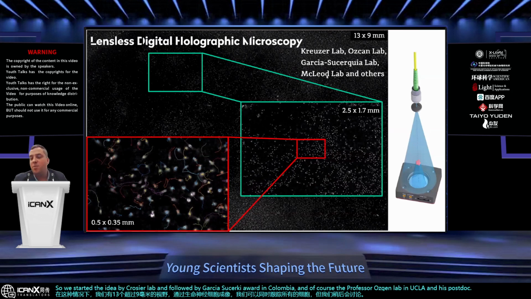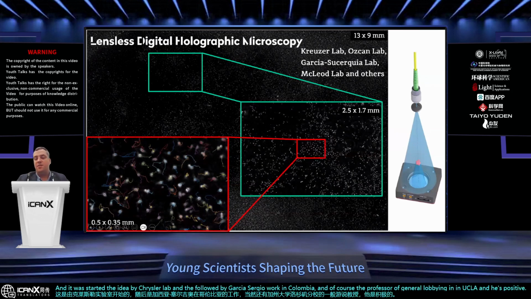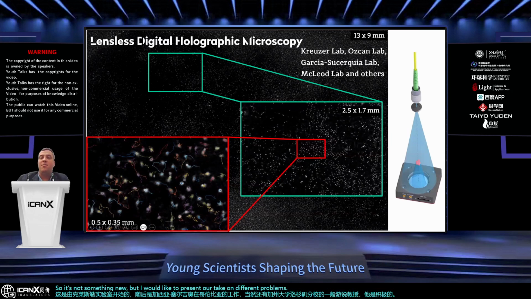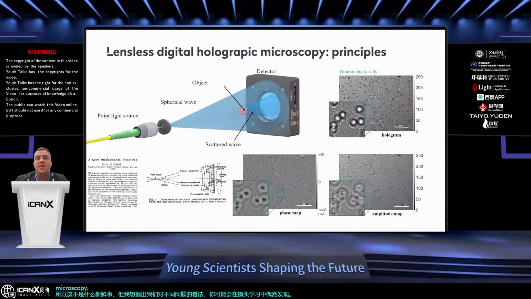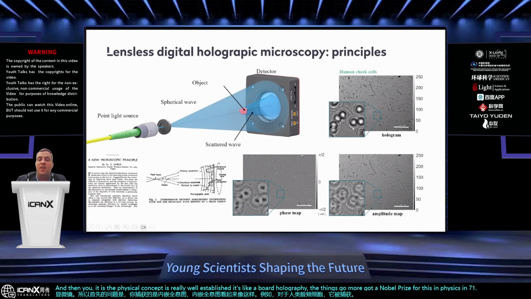So it's not something new, but I would like to present our take on different problems that you may stumble upon in lensless microscopy. The first problem is that what you are capturing is an inline hologram. The inline hologram looks like this, for example, for human cheek cells. The physical concept is really well established. It's like Gabor holography, and Gabor got a Nobel Prize in physics for this in '71. So we have this inline holography, which works very well for weakly scattering objects.